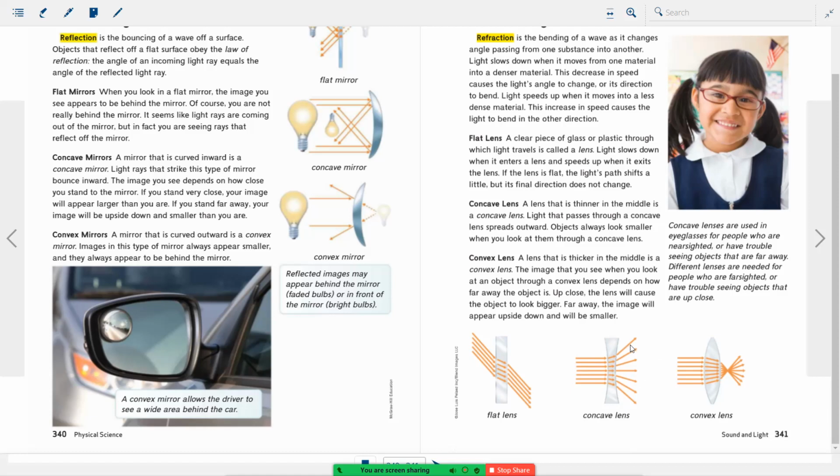And this is going to cause, because it's thinner in the middle, the light to spread out, or the rays that pass through it are going to spread out on their way out of this lens. So things are going to look smaller when you're looking at them through a concave lens. A convex lens, think of a magnifying glass. When you hold it close to an object, that object looks bigger than it really is. And convex lenses are wider in the middle, and you can see it looks like the letter V at the bottom to remind you, convex.